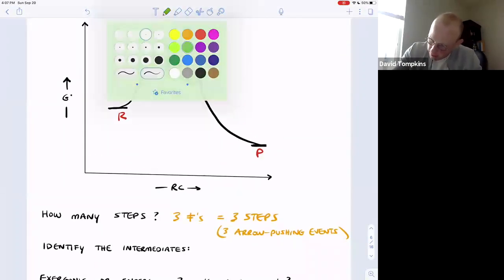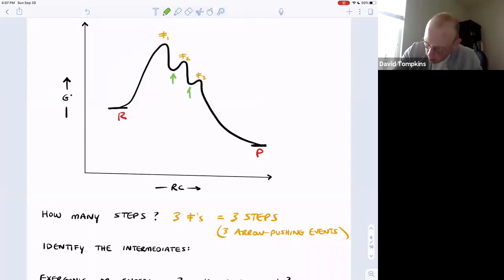The energy minima here are intermediates. So this is intermediate 1, intermediate 2. If there are 3 steps, there's always 1 less intermediate, right? Intermediates between the steps.